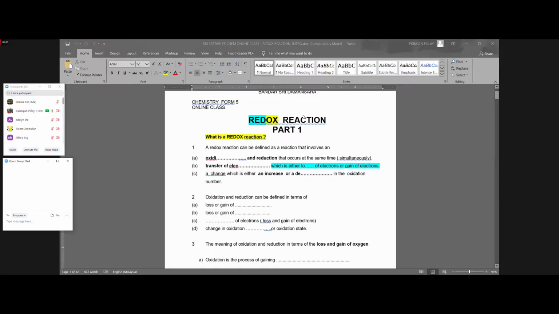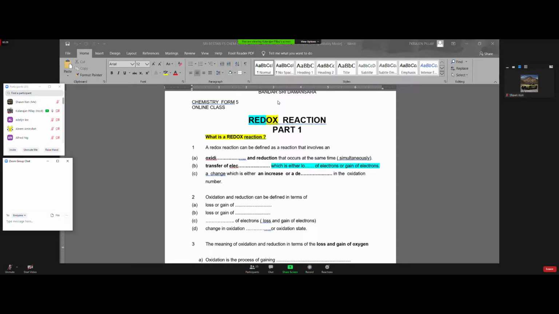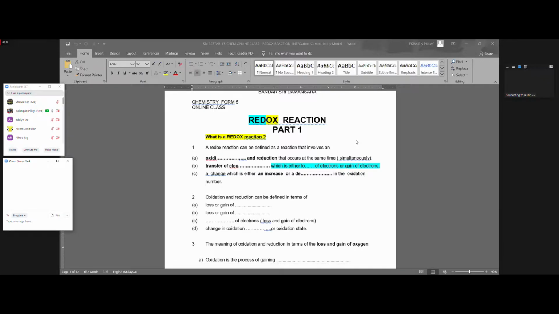Okay, so let's look at the word redox. Our title is redox reaction. The word RED and OX. Can you see now? RED actually is reduction and OX is oxidation. So this redox reaction means we have oxidation and reduction both taking place at the same time. Can you see now? Redox reaction, oxidation and reduction both taking place at the same time.